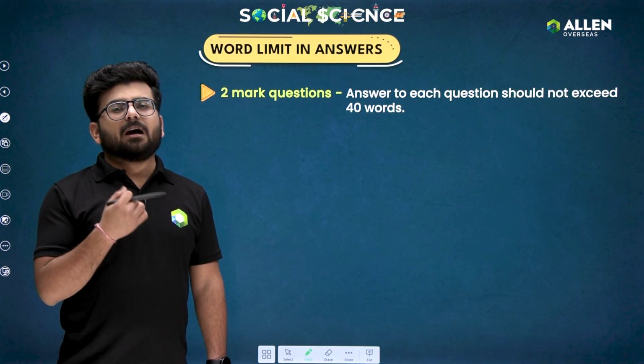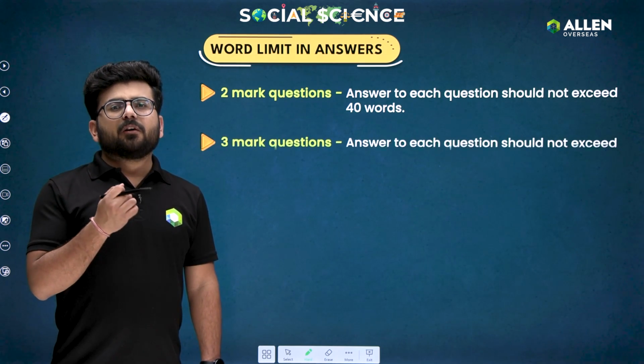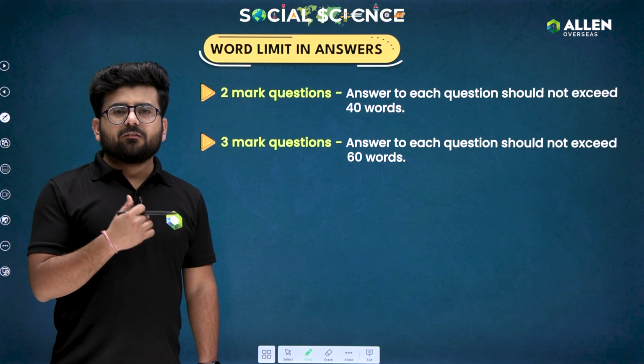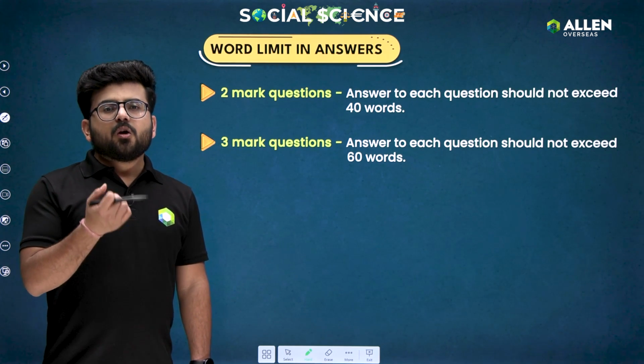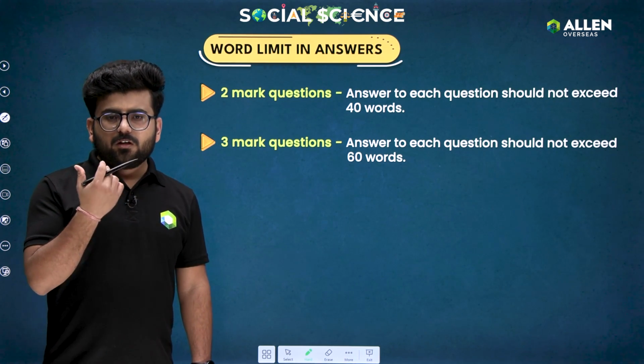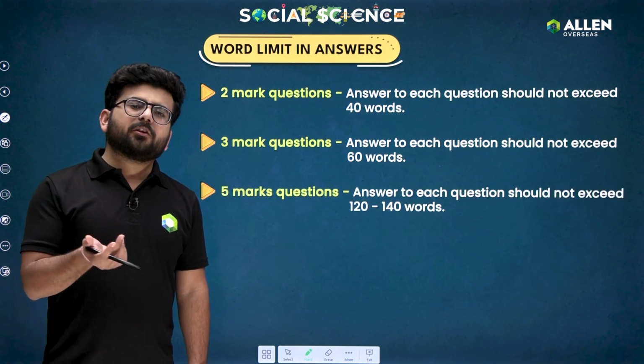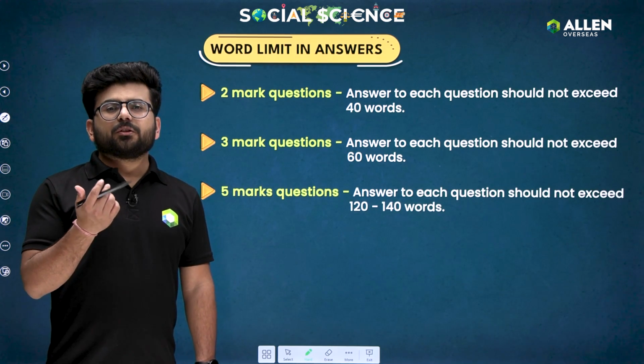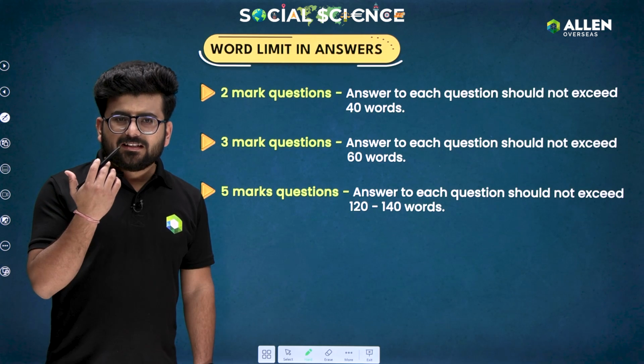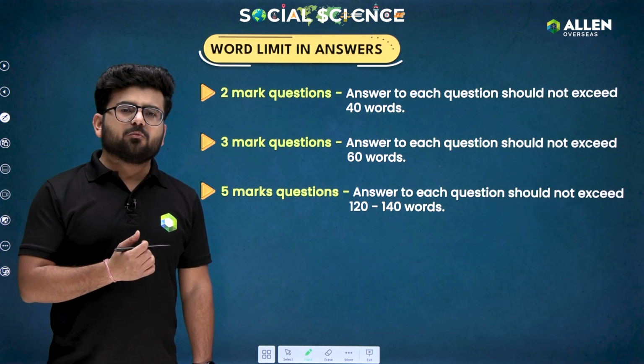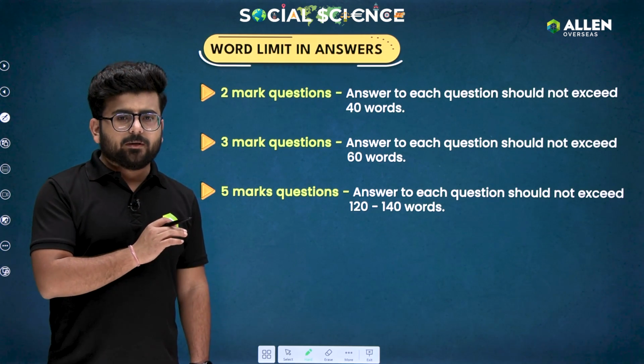For a 2 mark question we have a word limit of 40 words. For a 3 mark short question, we have a word limit of 60 words. For a 5 mark long answer question, we have a word limit of 120 to 140 words. So students, you will not have to cross these word limits. It is very important for us to be within word limits.